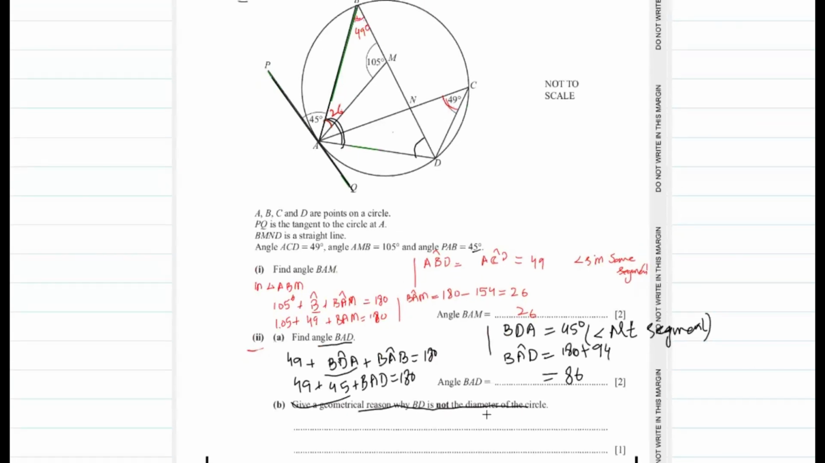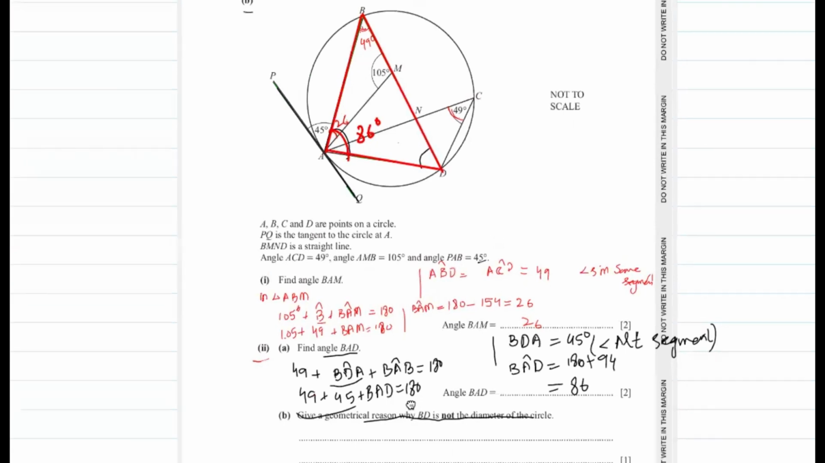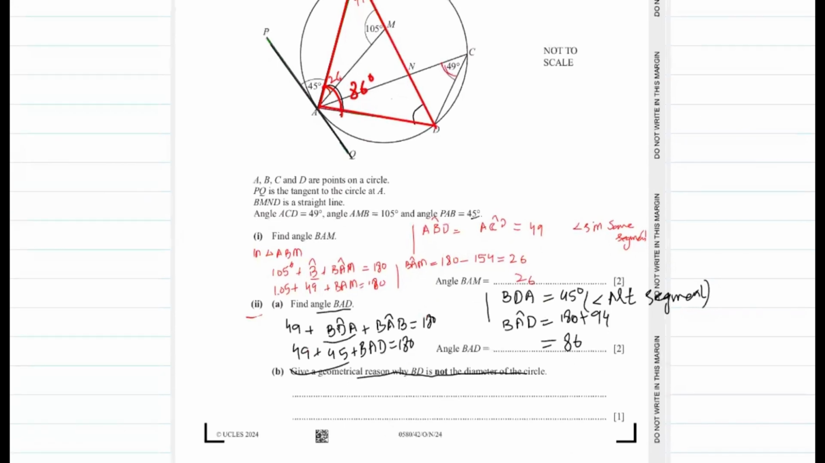Look here, this is the straight line BD. If this straight line BD is the diameter, the angle made by the diameter should be 90 degrees. Look here, this is the angle BD makes at the circle. This angle here is 86 degrees, and therefore we write this is not a diameter.